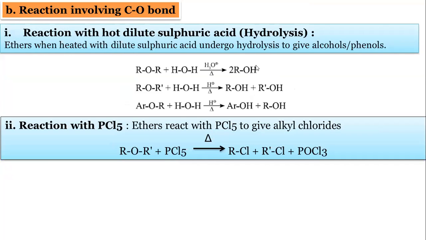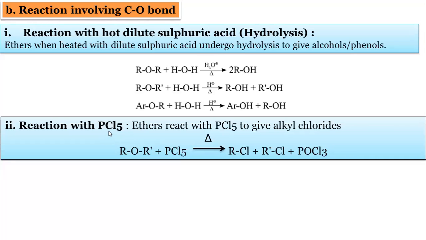Then this is a simple hydrolysis. This is ether. When treated with water, they give alcohol. See, one example is R-O-R, where the same alkyl groups are there. This is R-O-R', where different alkyl groups are there, and this is Ar-O-R, with an aromatic group and one alkyl group. So in these first two reactions, we get alcohols, two different alcohols, and in the last reaction, we get one alcohol and one phenol. So this is a simple hydrolysis. When ethers are hydrolyzed, we get alcohols and phenols.